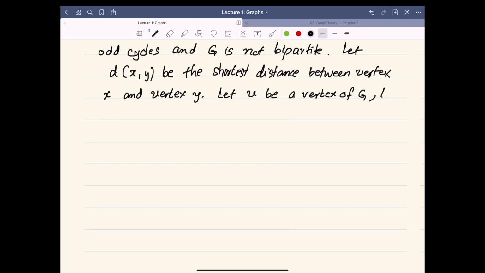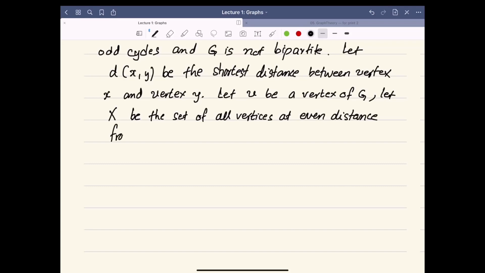And also let X, capital letter, be the set of all vertices at even distance from V, and Y be the set of all vertices at odd distance from V also.